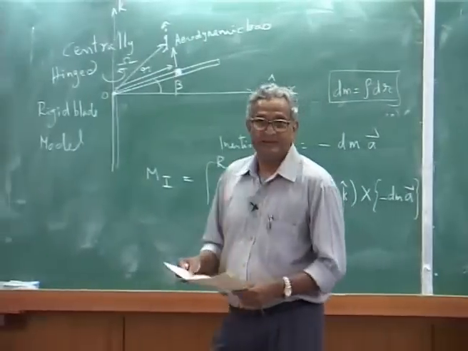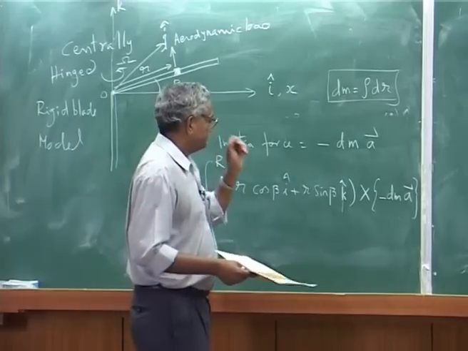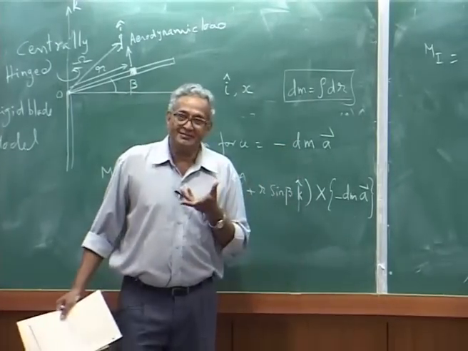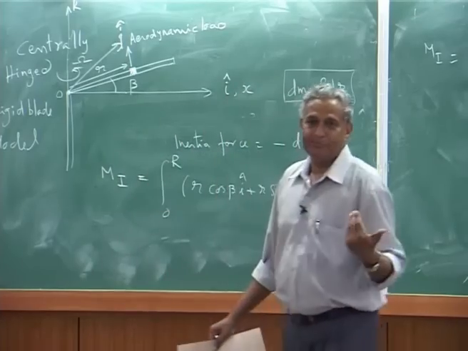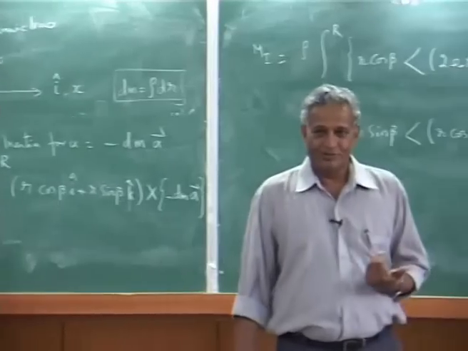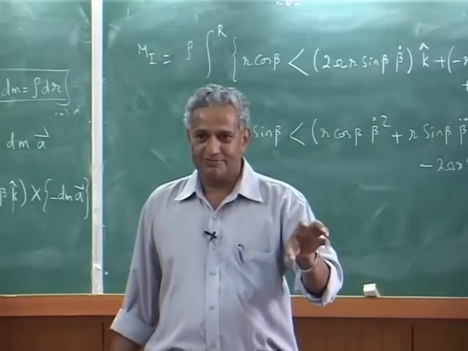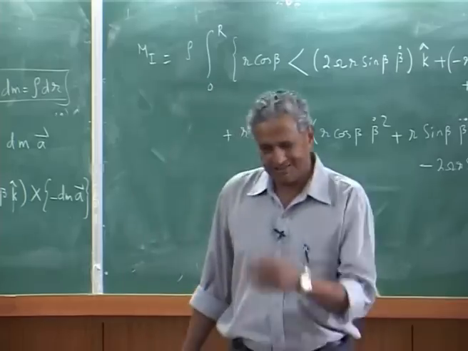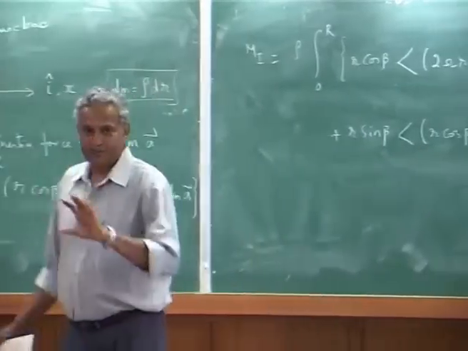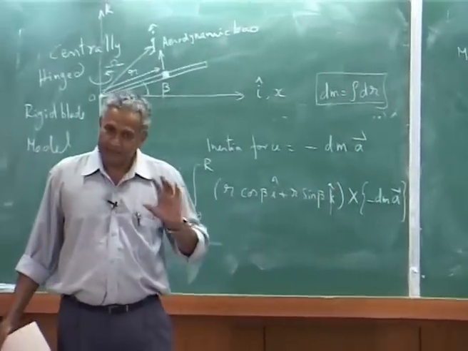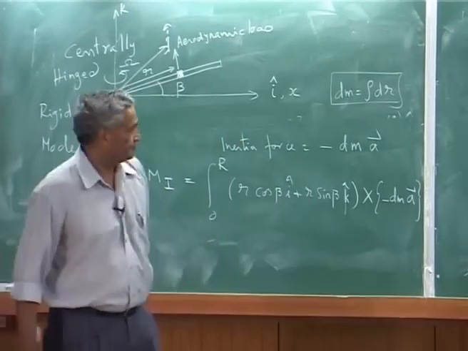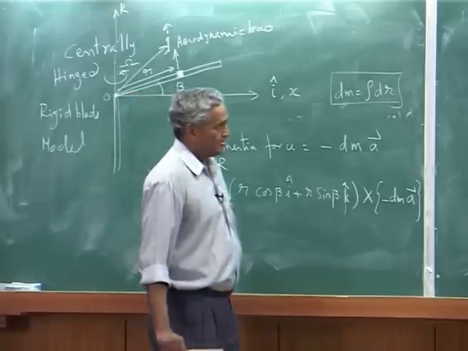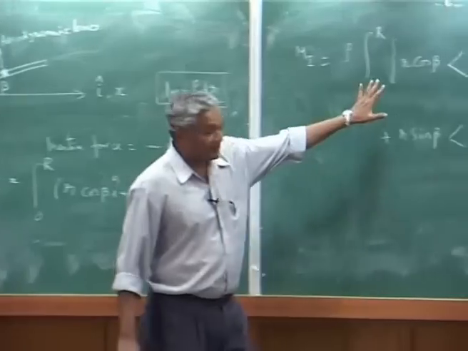So why is it minus dm a? Because F equals ma, and I am taking the ma to the left side. So external force plus inertia force is zero. That is why I am taking external moment plus inertia moment as zero. Now this is my full expression.